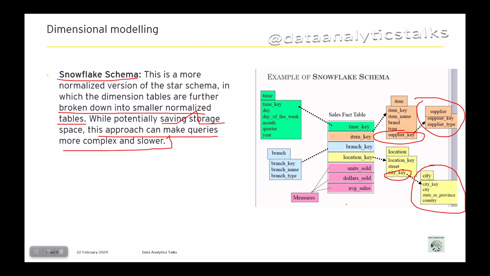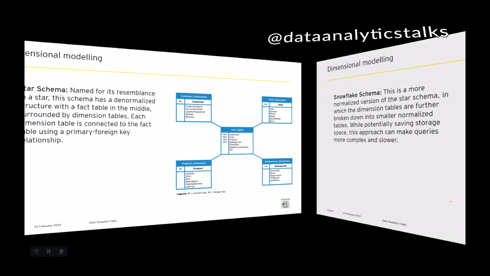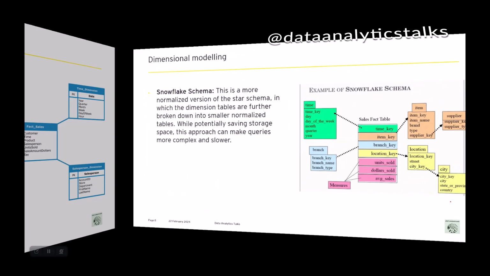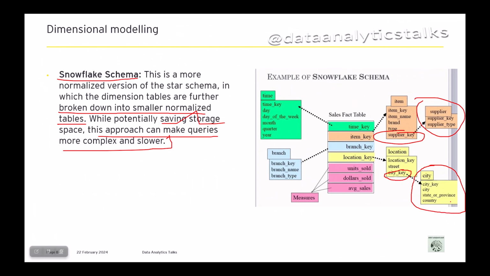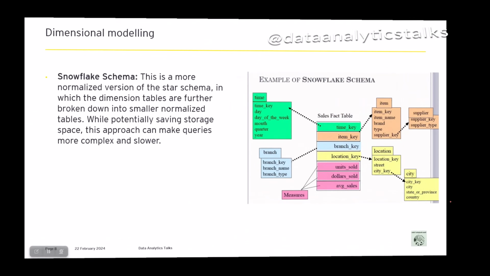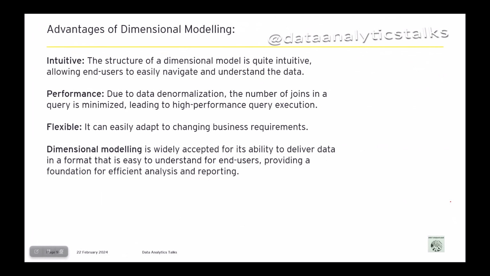And because of that, it can be more complex and slower because there must be joins between the dimension tables. So if you ask which is better, which is more followed, that is the star schema rather than the snowflake schema. Okay, we'll try to see how to implement the star schema and snowflake schema using Erwin. Of course, because of this schema, there are many advantages. So one is that it is intuitive.